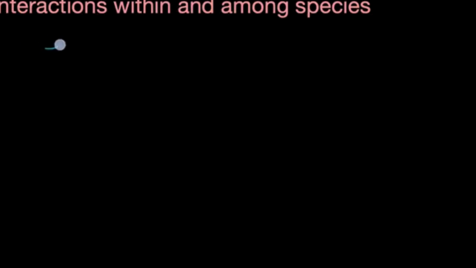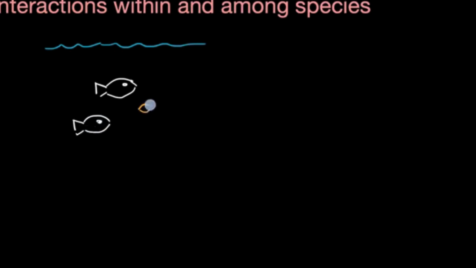So let's imagine that we are in the ocean and we're going to think a little bit about fish. And we know that organisms usually are not just by themselves, that there's other organisms around. There might be other members of their species around, and there are very likely going to be other species around. What we're going to focus on in this video is those interactions within a species and between species.